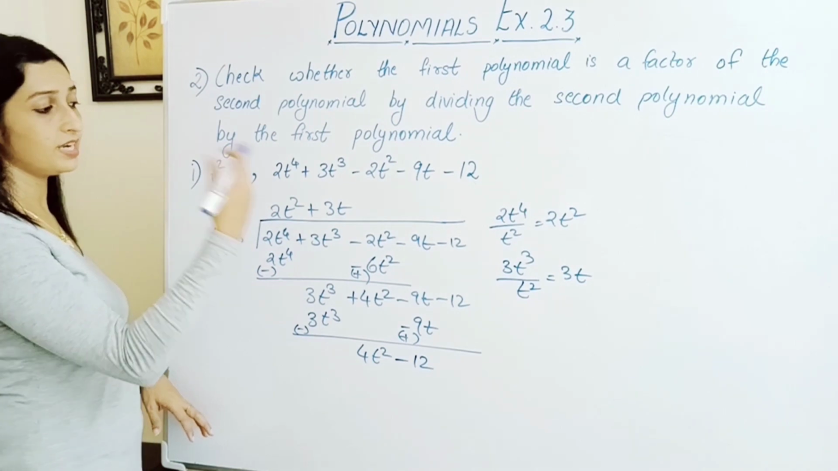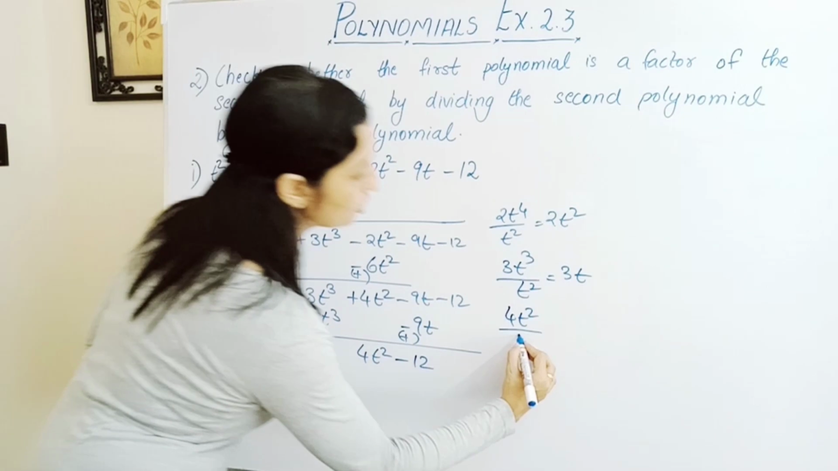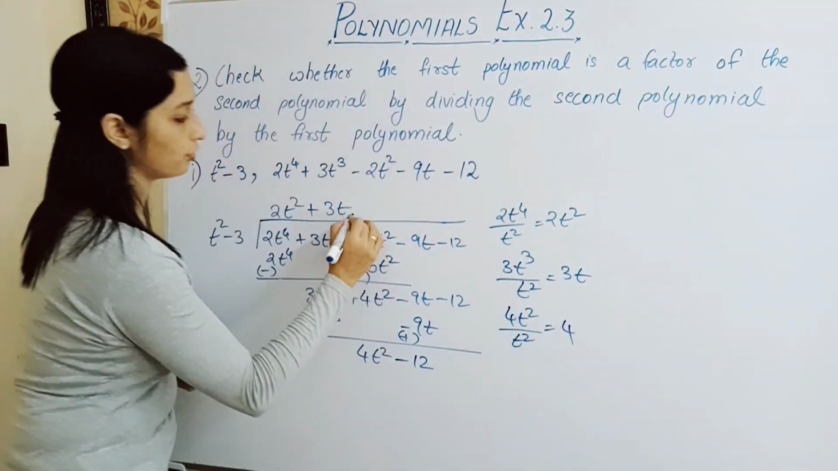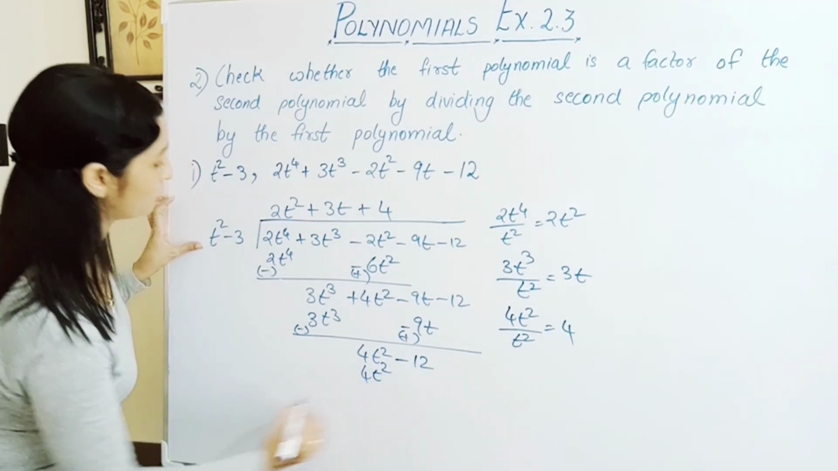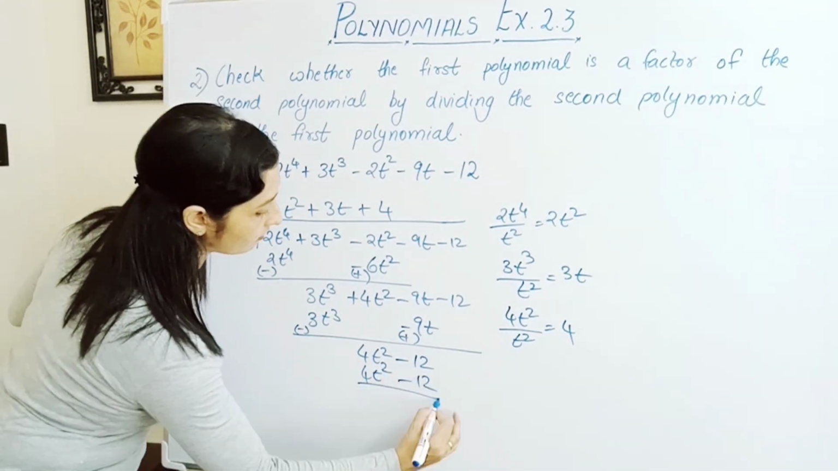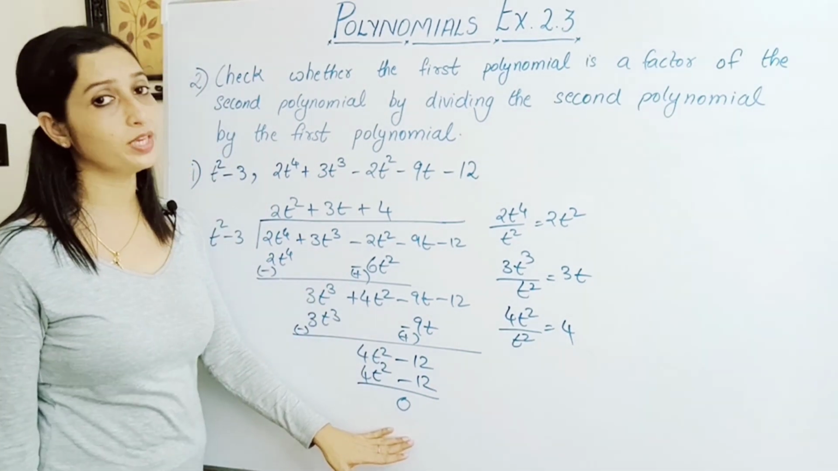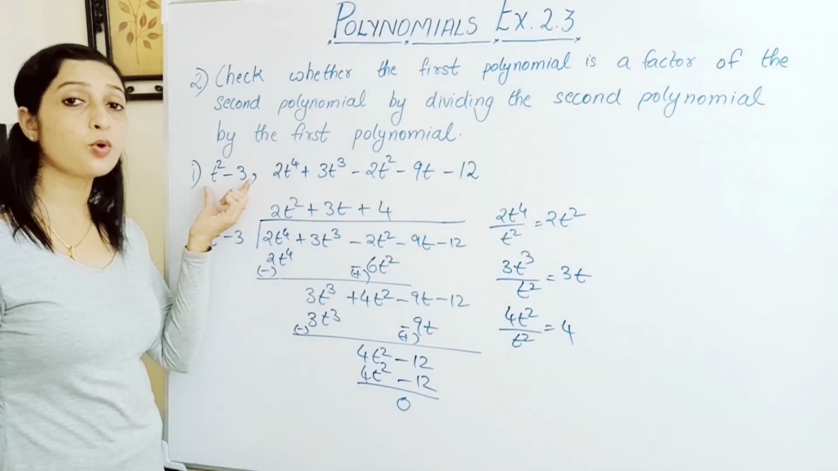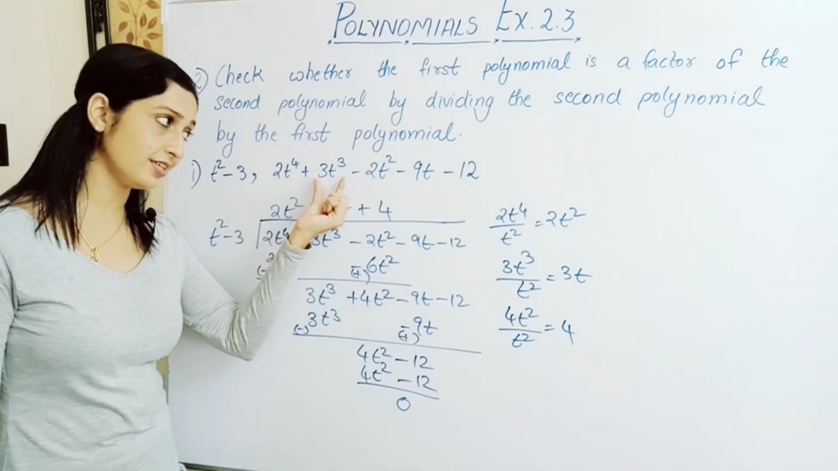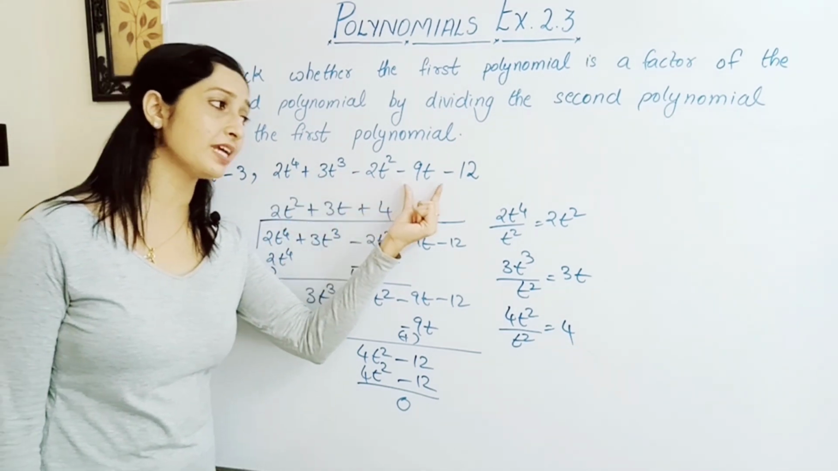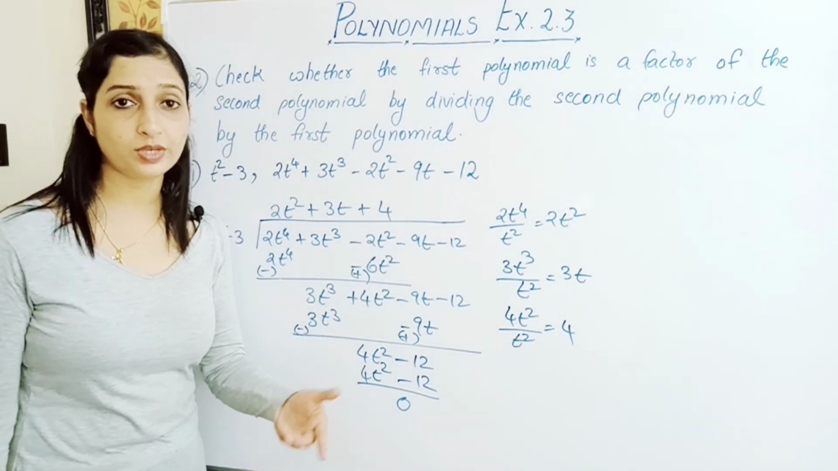Now to find out the next term, what do we do? 4t square by t square. So what do you get? 4. So our third term is 4. So you get 4t square minus 12 and the remainder 0. Now here you have got the remainder 0, so we can say that the given polynomial t square minus 3 is a factor of 2t raised to 4 plus 3t cube minus 2t square minus 9t minus 12. So that is our answer. Let's move on to our next question, which is part 2.